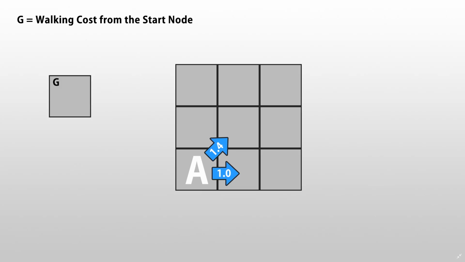On each node, essentially we have 3 values. First, we have the G cost, that is the walking cost from the start node. So for example, to go from this node into this node, it has a cost of 1. And we can also move diagonally, so from this node into this node has a cost of 1.4. Now, in order for our code to work with ints instead of floats, we're simply going to multiply our values by 10. So horizontally, we have a cost of 10 and diagonally a cost of 14.